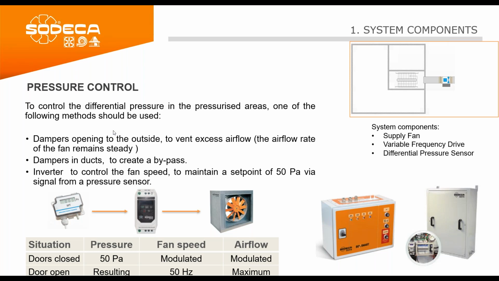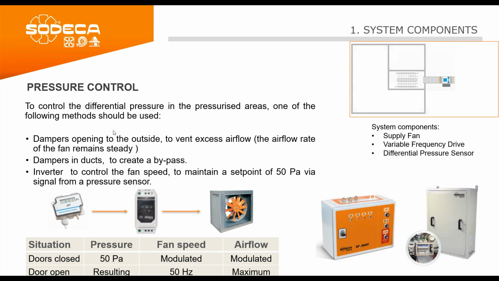The first one is the dampers opening to the outside to vent excess airflow. And in this case, the airflow rate of the fan remains steady. The second method is to install dampers in ducts in order to create a bypass. And in this case, again, the airflow rate of the fan remains steady. And finally, the third method is to install an inverter to control the fan speed to maintain a set point of 50 pascals via signal from a pressure sensor. This is what we use in our SODECA pressurization control panels.